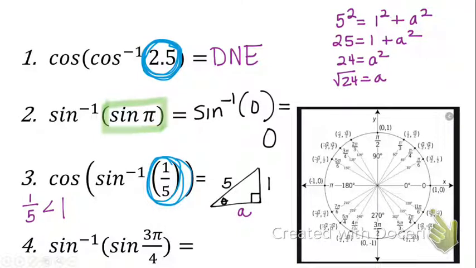So we need to simplify that 24. We're going to split that apart to 4 times 6. So my adjacent side is going to equal 2 root 6. That's my adjacent side.